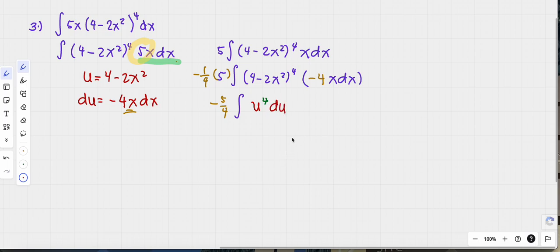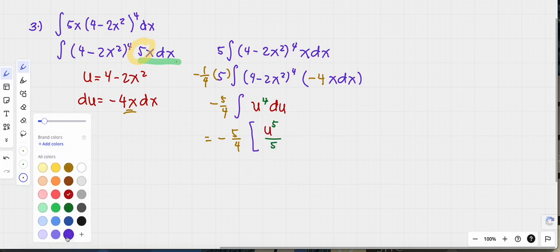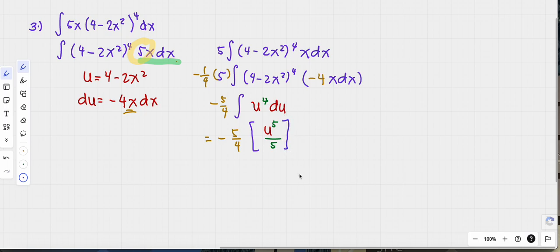Then, what will be the technique? This will be using the power rule, since you have an exponent. So this will be equal to negative 5 over 4 times u, 4 plus 1, so 5, then over 5. So do not add c yet because we are yet to restore the original terms.